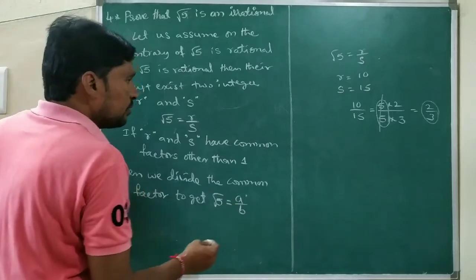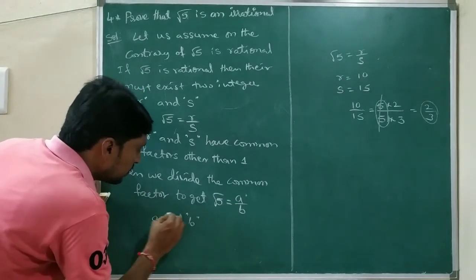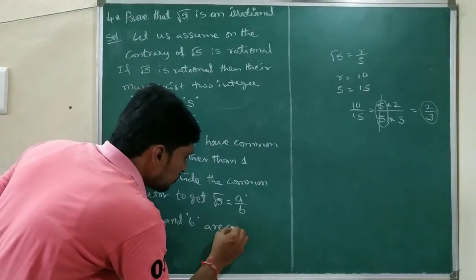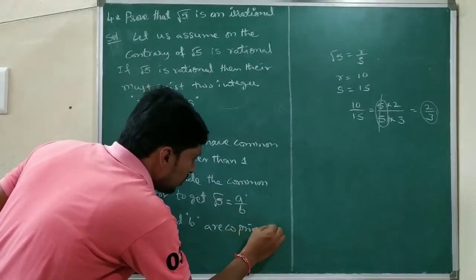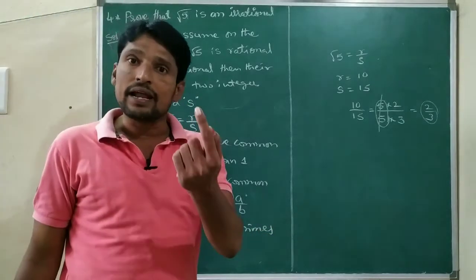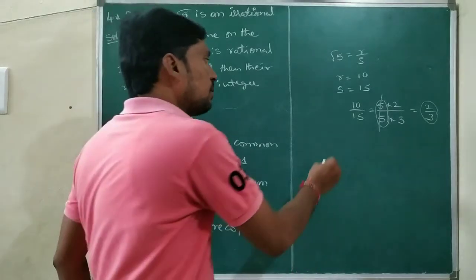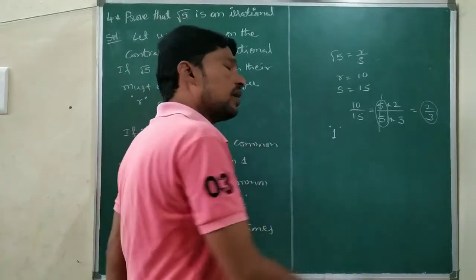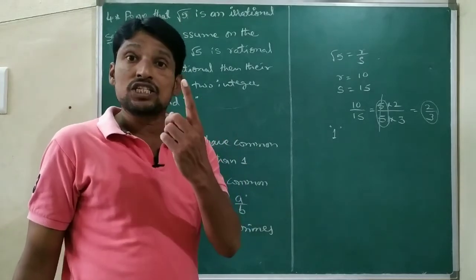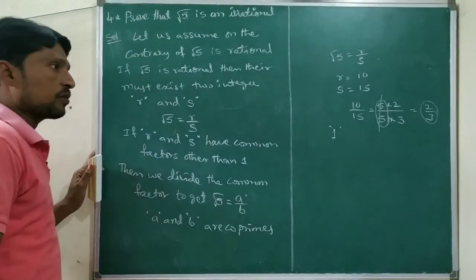What are A and B? A and B are co-primes. What is co-primes? They have only 1 as a common factor. Having 1 as the only common factor means they are co-prime. Otherwise we can say numbers which have HCF 1 are co-primes. So A and B are co-primes now.